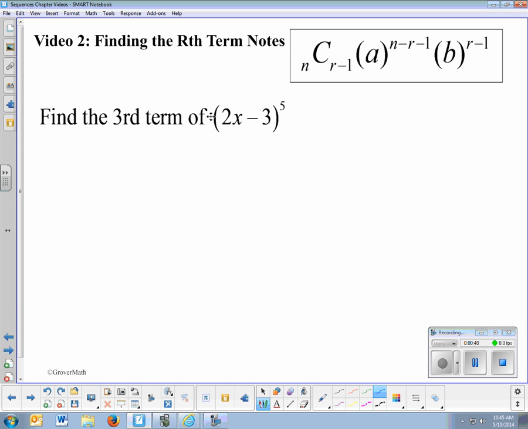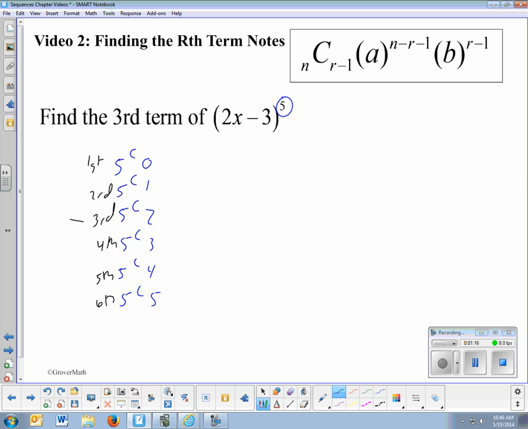Now, if we were going to do the entire thing, so pretend for a moment I don't want the third term, I want the entire thing. Our exponent is 5, and so that would go 5C0, 5C1, 5C2, 5C3, 5C4, and 5C5, where this is our first term, then our second term, our third term, which we're going to focus on, our fourth term, our fifth term, and our sixth term.